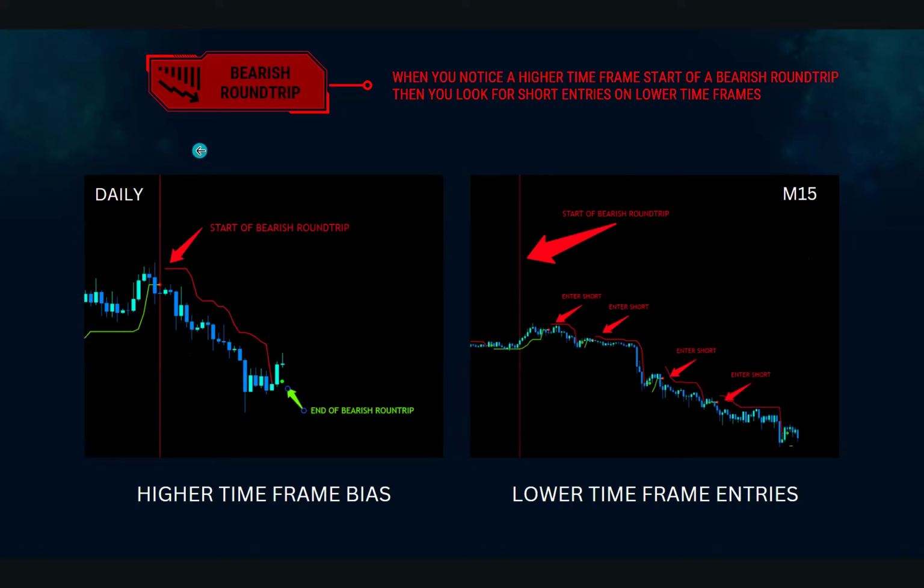For a bearish round trip, it's exactly the opposite. On the higher time frame, we're waiting for a bearish round trip to start, say on the daily time frame. Once it starts, then we can go on to our lower time frame. We mark out that level, and then every time we get the bearish round trip side on the lower time frame, we're going to look for a short.